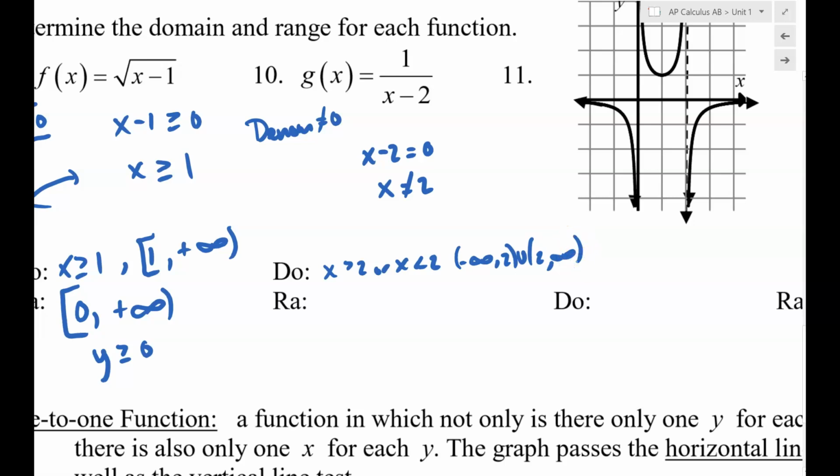Okay, and visually what's going on here is we have an asymptote at 2, right? I can't include that value. So we get a rational function which looks like this. Okay, and range-wise, that would be that y cannot be 0. We have a horizontal asymptote at y equals 0. So we would say negative infinity to 0, union 0 to infinity. Okay.